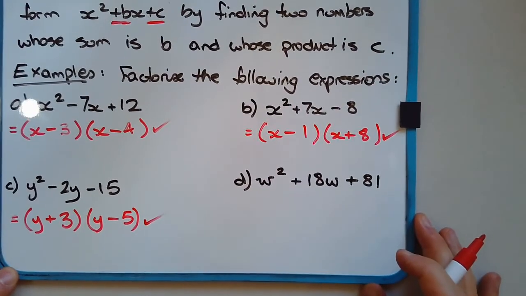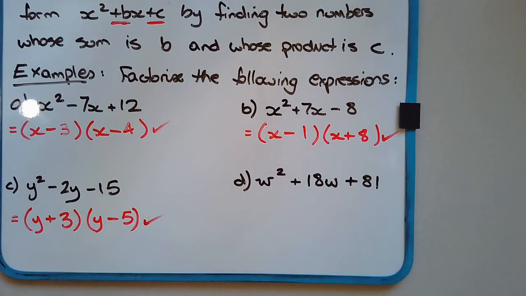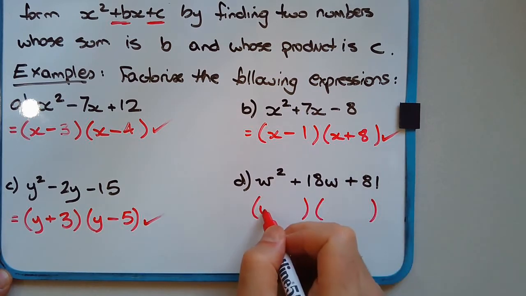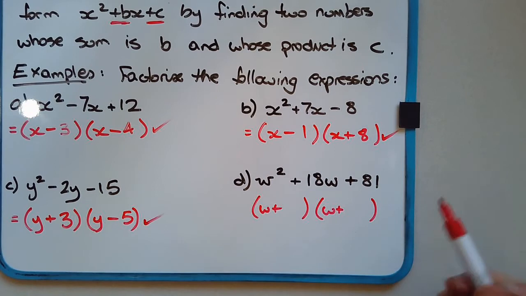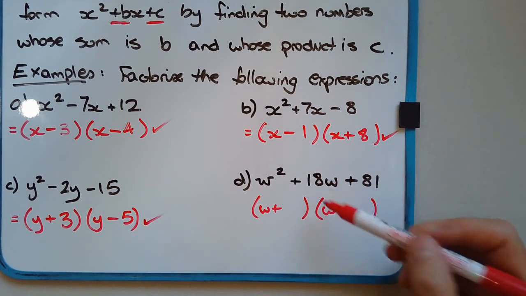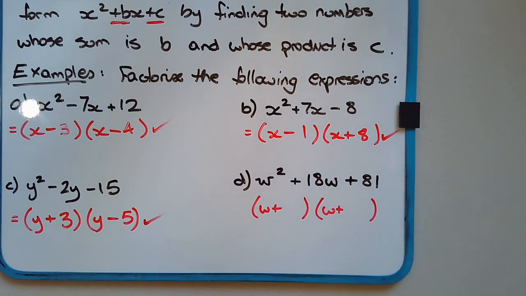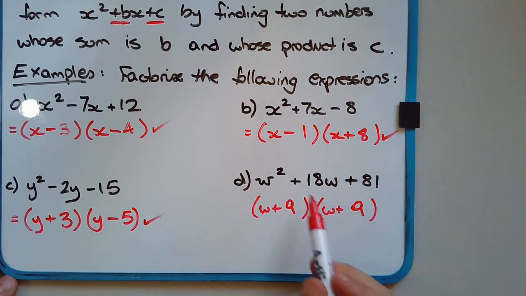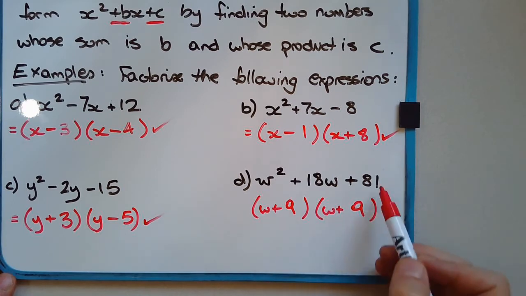Last one, w squared plus 18w plus 81. All positives, everyone's happy. Everyone's feeling very positive today. So we're going to end up with two brackets that are positive, so w plus and w plus. We need two numbers that when multiplied give you 81, but when you add them together, you get 18. The factors of 81, well, there are a few, but how about 9 and 9? Yes, the two factors can be identical, in fact. So 9 plus 9 gives us 18, and 9 multiplied by 9 gives us 81.